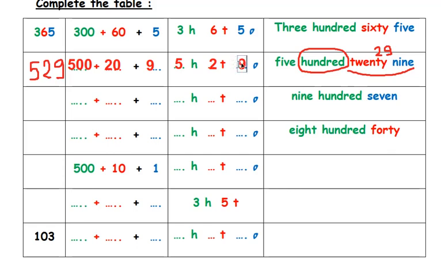Excellent. Now let's do the second one. I have nothing, nothing, nothing. Here I have the number written in words. Let's read: nine hundred seven. I have the word hundred. Excellent. So I will open three places: ones, tens, and hundreds. Okay. 900. So the digit of hundreds is 9. I will write here 9.